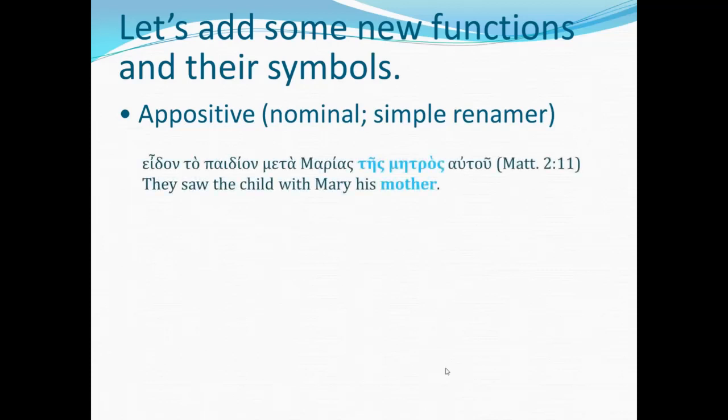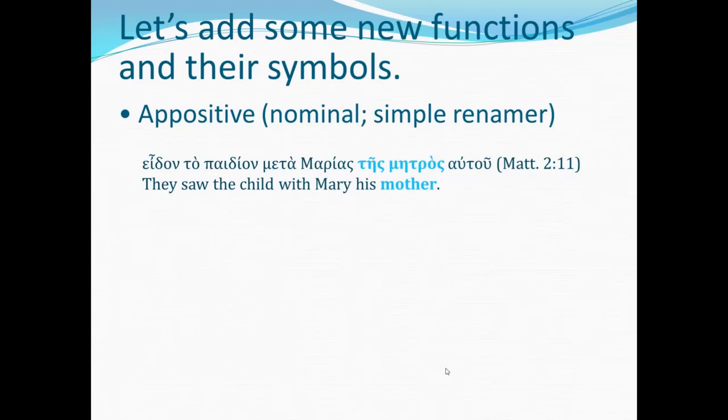So let's see an example, again in Matthew 2, verse 11. They saw the child with Mary, and after Mary is immediately attached the word tes metras, Mary, the mother of him. And mother is simply renaming Mary. You notice that the appositive is in the same case as the word it renames. It carries the same basic sentence function as its head word that it renames, so it will be in the same case. But that function is already supplied by the head word. The appositive is just a renamer expanding the head word with further identifying information of some sort.